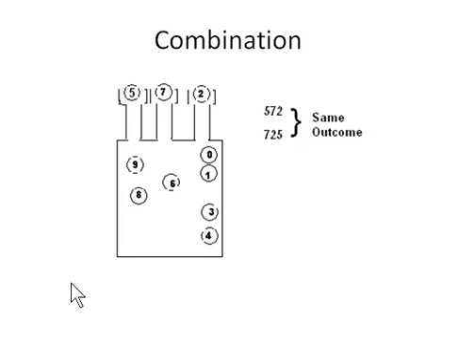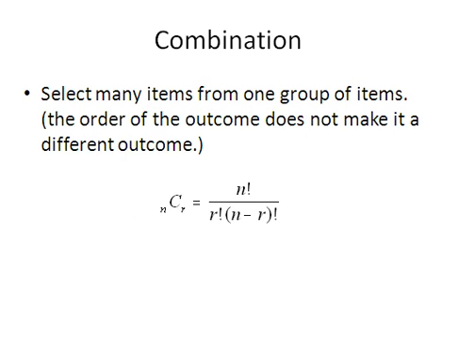Third counting technique is known as a combination. Let's say, just like the permutation, we have one group of 10 balls, and we pull out 3 balls from that bin. However, what if we consider the number 572 and just rearranging it, 725? What if we don't count them as different outcomes, we count them as the same outcome? In that situation, we would call it a combination.